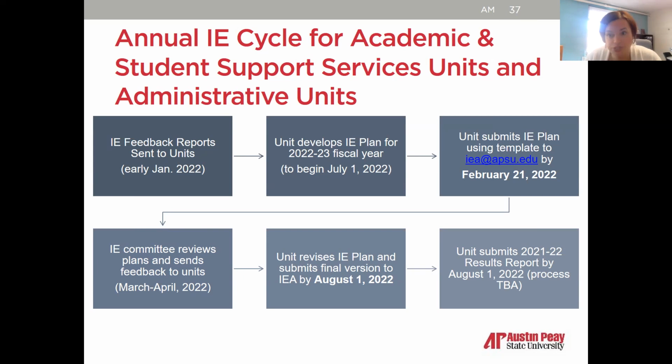Also by August 1st, you will need to report your results for this year. So in addition to this new plan for next year, you'll also have to submit your results reports for 21-22. We are not totally sure how we want you to do that yet. So we don't know if we're going to ask you to do that in Nuventive or in a Word form. We're going to have to see how this plan pilot goes, but we will be checking in with you about that soon.